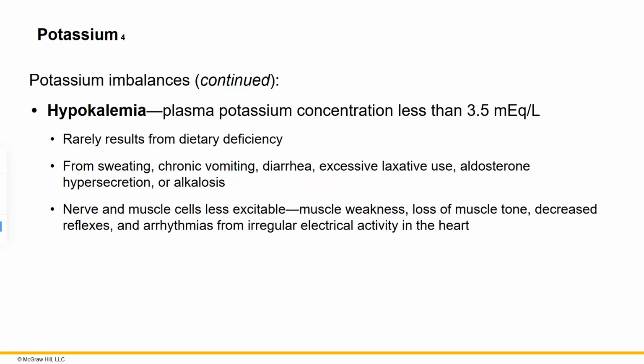Hypokalemia, plasma potassium concentration less than 3.5, rarely results from a dietary deficiency. It's usually from sweating, chronic vomiting, diarrhea, excessive lactate use, aldosterone hypersecretion, or alkalosis. Nerve and muscle cells are less excitable: muscle weakness, loss of muscle tone, decreased reflexes, and arrhythmias from irregular electrical activity in the heart.